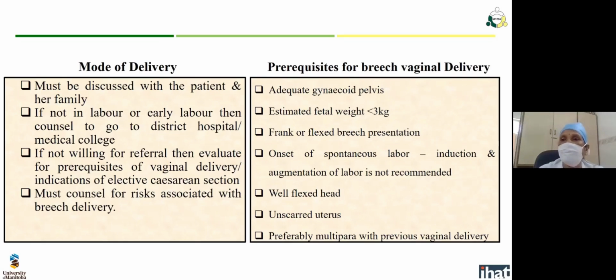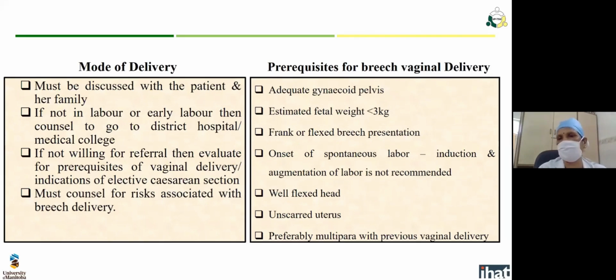One is the size of the baby. The baby size should be less than 3 kg, the pelvis adequate, and the breech presentation either frank or flexed. Footling presentation and knee presentation at term are an indication for cesarean section. And the patient should be left for spontaneous delivery only when she fulfills the prerequisites of breech delivery.